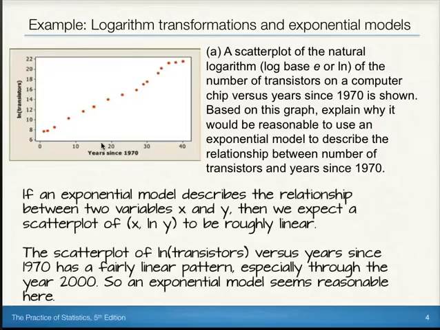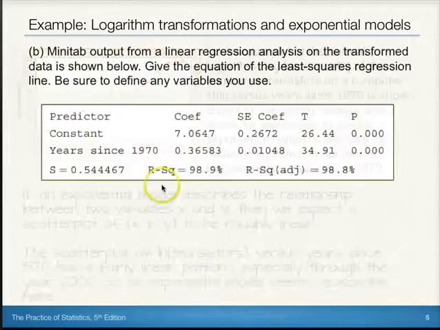Well, if an exponential model describes the relationship between two variables x and y, then we'd expect a scatter plot of x versus the natural log of y to be roughly linear. And we can see here, if x is the years since 1970 and y is transistors, then x versus the natural log of y does have a fairly linear pattern, especially up through the year 2000 or so. So it does appear that an exponential model seems reasonable.